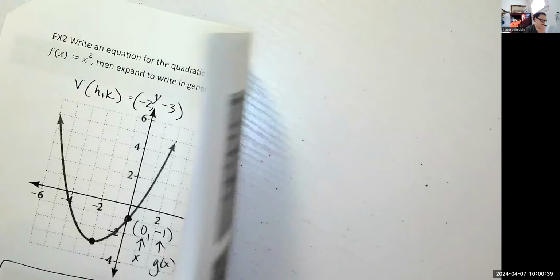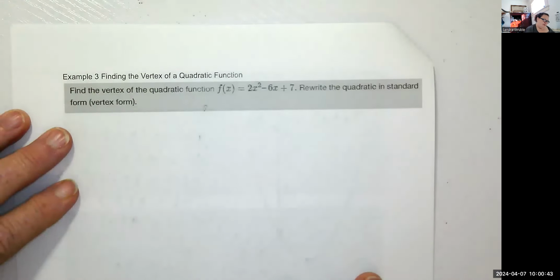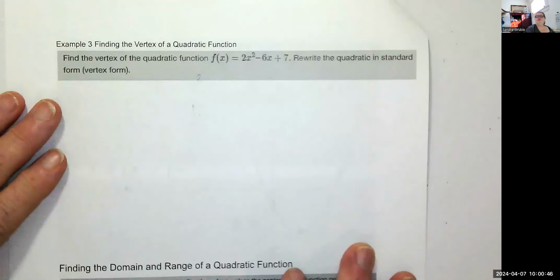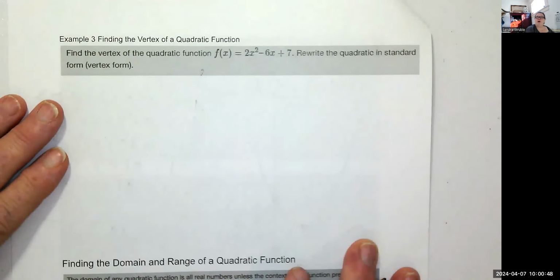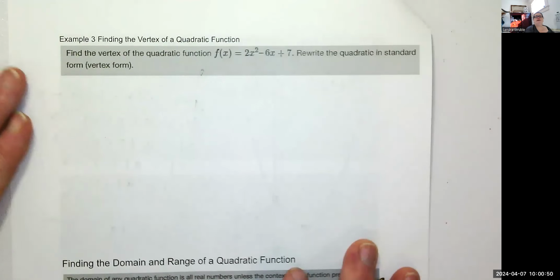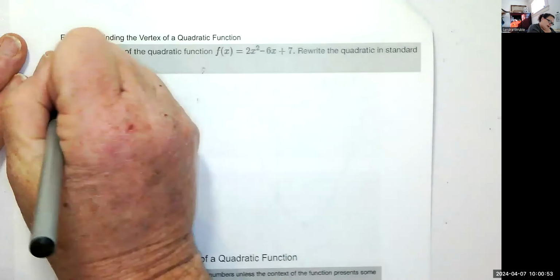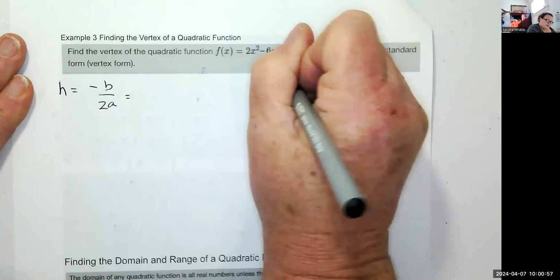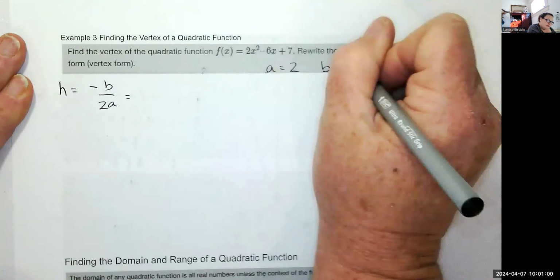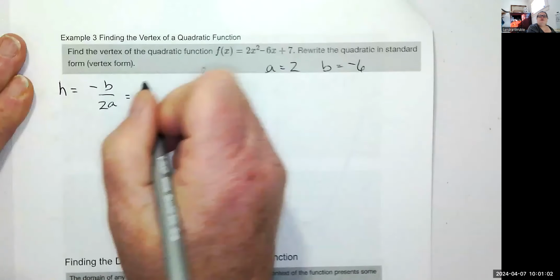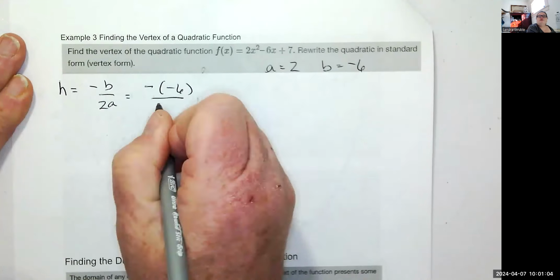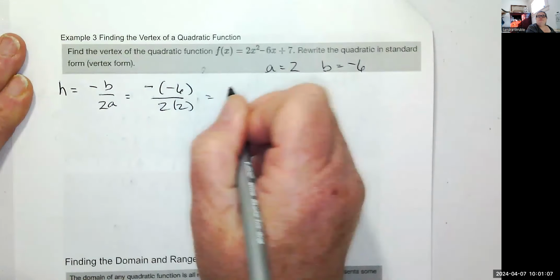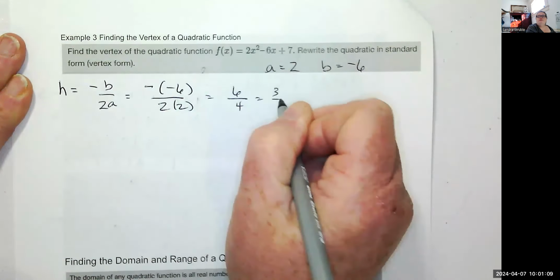Okay. Next, find the vertex of the quadratic function. Okay, there's a couple different ways we can do this. One is by completing the square. The other way is by (h, k). h is equal to -b over 2a. You need to know what a is. a is 2 and b is -6. So -(-6) over 2 times 2 is 6 over 4, which is 3/2.